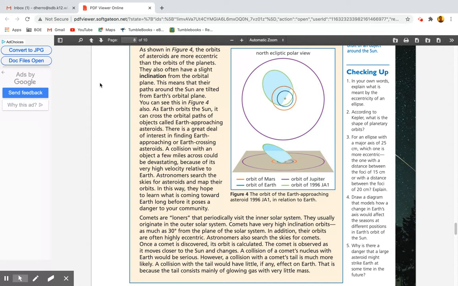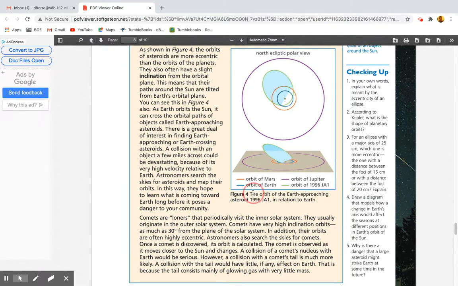A collision with an object a few miles across could be devastating because of its very high velocity relative to Earth. Astronomers search the skies for asteroids and map their orbits. In this way, they hope to learn what is coming toward Earth long before it poses a danger to your community.